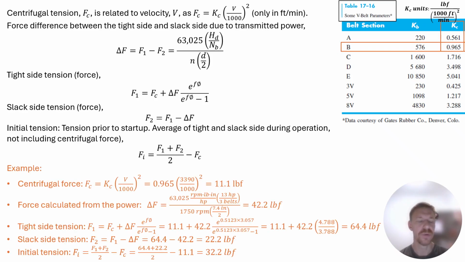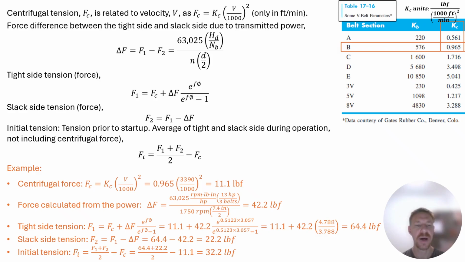For our example, the centrifugal force is going to be Kc from the table, A, B, C, D, E, different types of belts. We got a B-type belt. You get the Kc value 0.965. You plug that in as the constant in the equation. Our velocity was 3390 feet per minute. We square that, and we get 11.1 pounds force due to that velocity, centrifugal force. The bigger that belt, the higher that centrifugal force is going to be. You can see how that works with those K sub C values as you go from an A, B, C to the big belts, the D and the E belts.